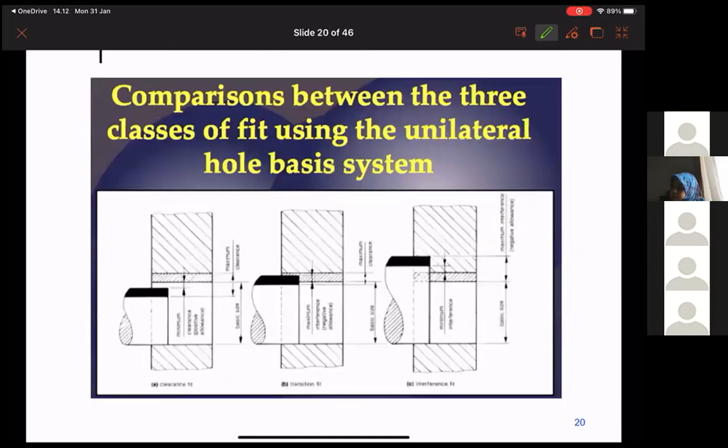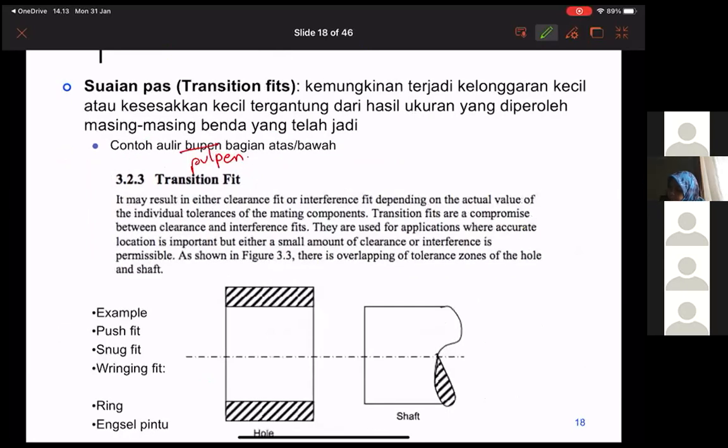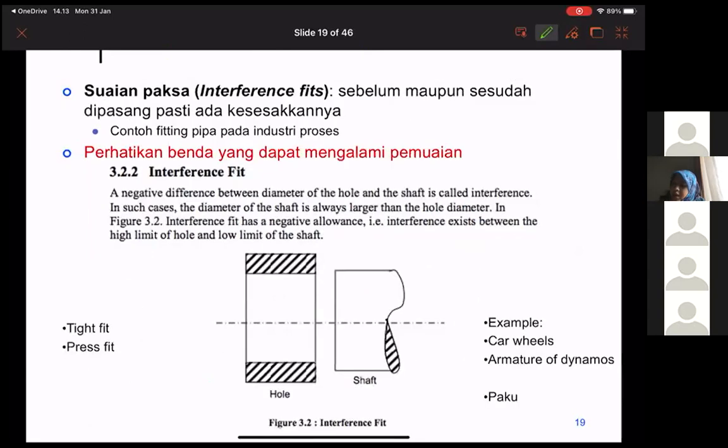Okay, and the last one is the sesuaian paksa. The second one is transition fit, and the third one is sesuaian paksa, or interference fit, in which the shaft is larger compared to the hole. Okay, the shaft is larger compared to the hole. For example, a paku, a nail, and also the wood.